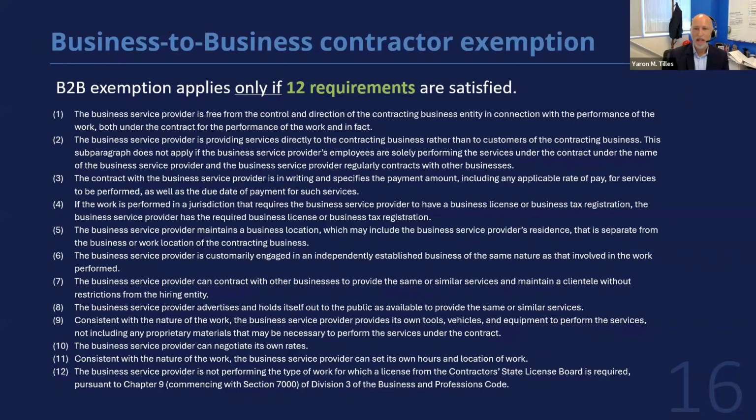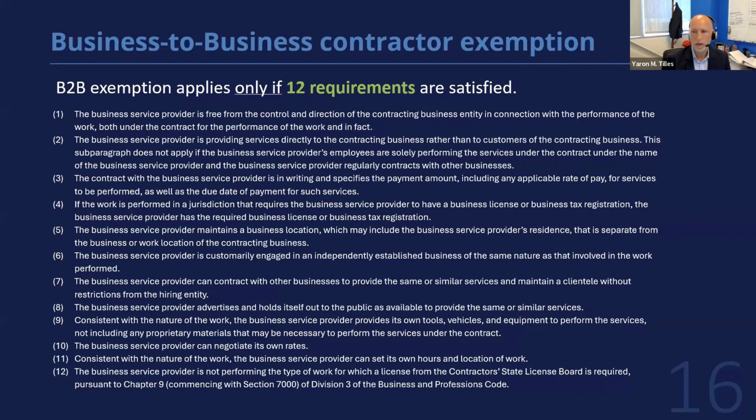The exemption from the ABC test only applies if that contracting business demonstrates that it has satisfied 12 separately listed requirements. Now for fun, I've included the 12 requirements on this one slide. These are the requirements, again, under the business-to-business contractor exemption. I know it's hard to read, but I wanted to fit it all on one slide, and we can skim through the highlights. And you'll note that many overlap with some of the requirements of both the ABC test and the Borello test, which you'll hear about shortly.